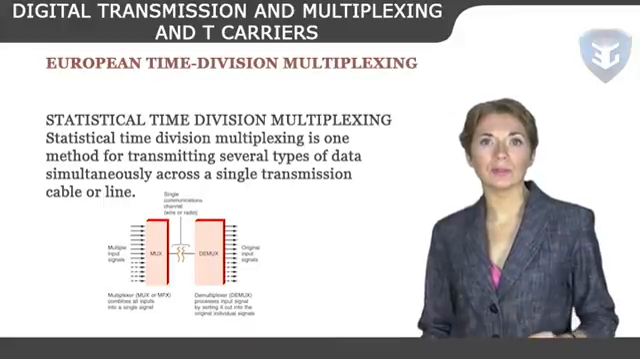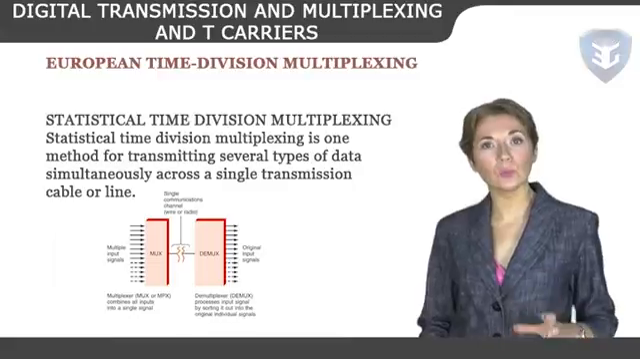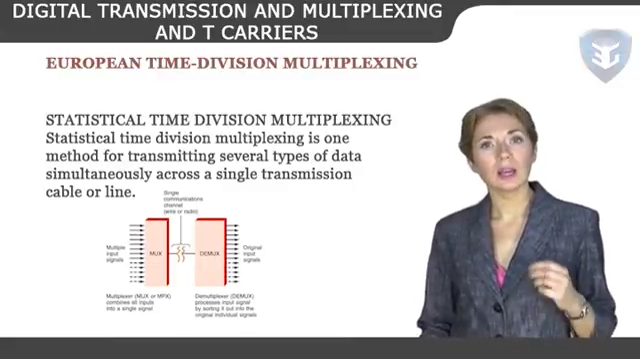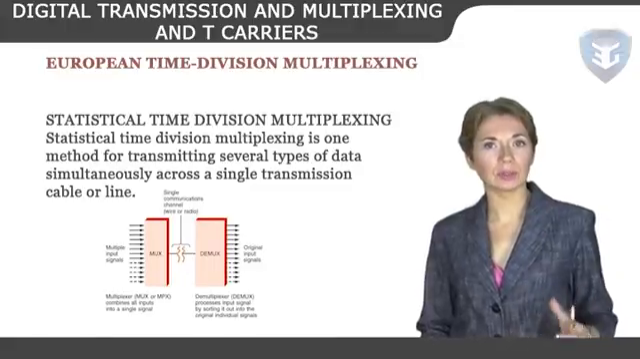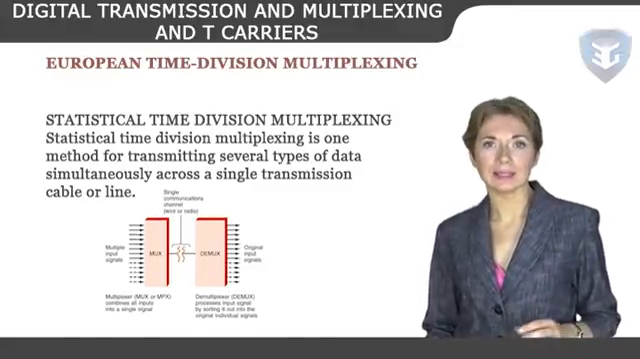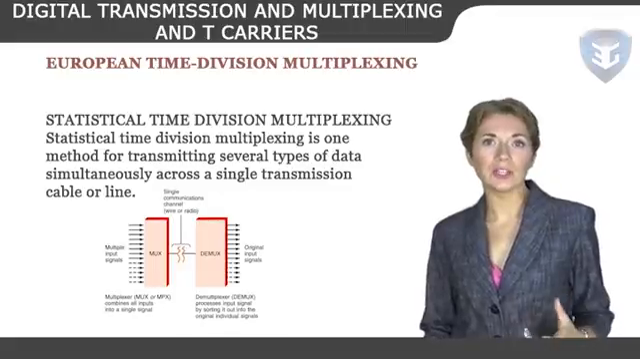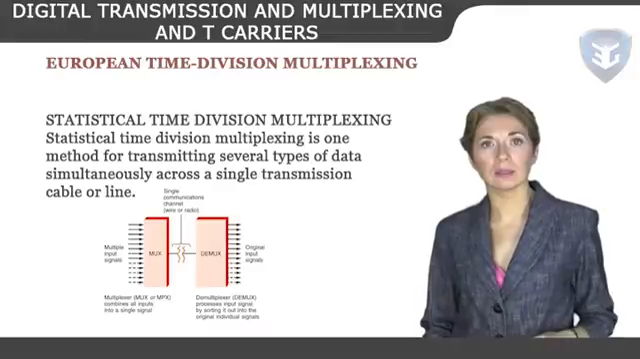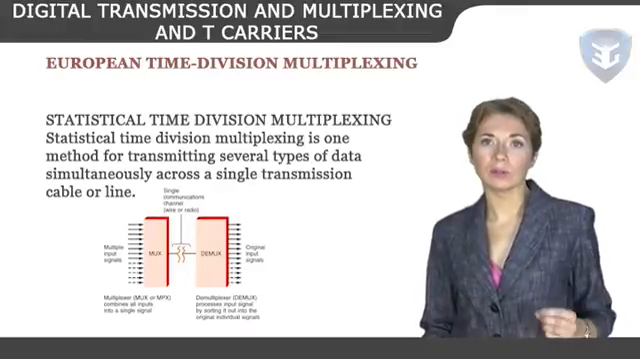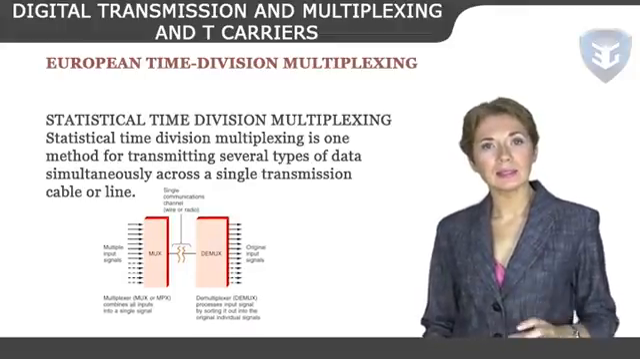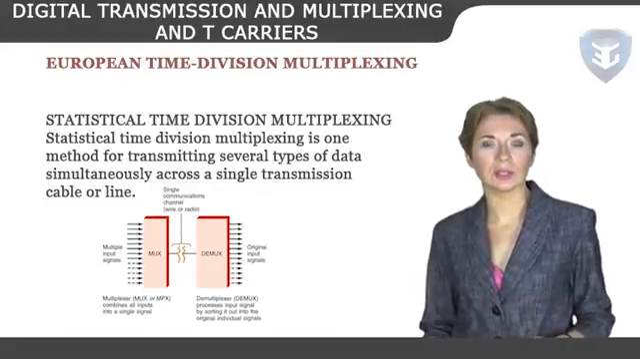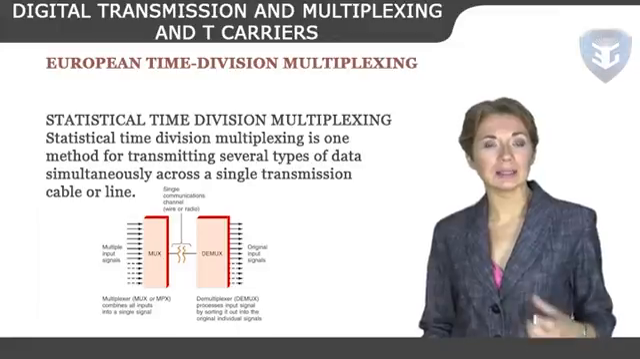Statistical time division multiplexing. Statistical time division multiplexing is one method for transmitting several types of data simultaneously across a single transmission cable or line. STA-TDM is often used for managing data being transmitted via a local area network, or LAN, or a wide area network, or WAN. A statistical TDM multiplexer exploits the natural breaks in transmissions by dynamically allocating time slots on a demand basis.